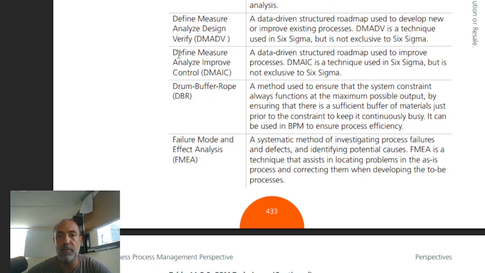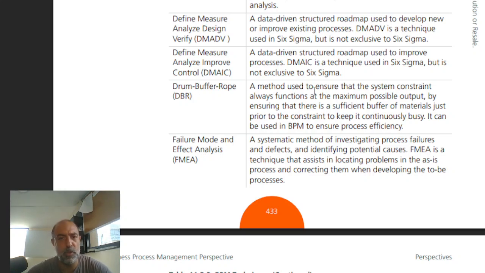Define, measure, analyze, improve, control. Oh, improve, control. So you don't design, you just improve on it. And by improving on it, you probably add something or remove something. That's interesting. I'm sure this is also in Six Sigma. Oh, they didn't mention it. A data-driven structured roadmap used to improve processes is a technique used in Six Sigma, but is not exclusive to Six Sigma. Drum, buffer, rope.